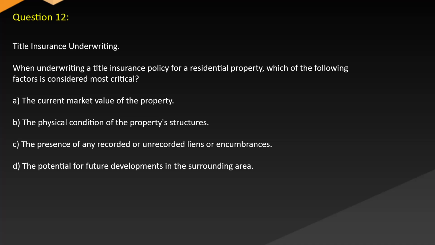Question 12. Title insurance underwriting. When underwriting a title insurance policy for a residential property, which of the following factors is considered most critical? A. The current market value of the property. B. The physical condition of the property structures. C. The presence of any recorded or unrecorded liens or encumbrances. D. The potential for future developments in the surrounding area.